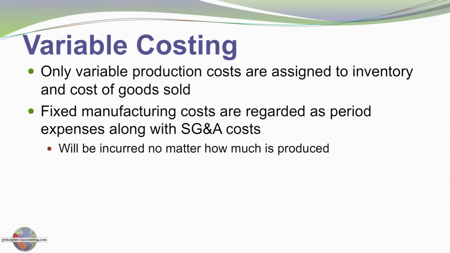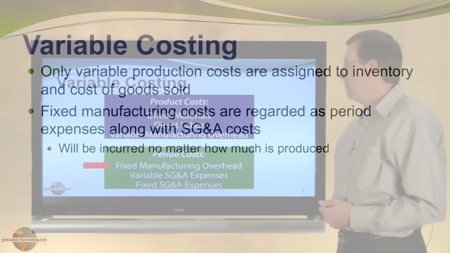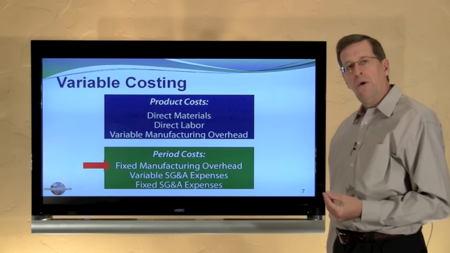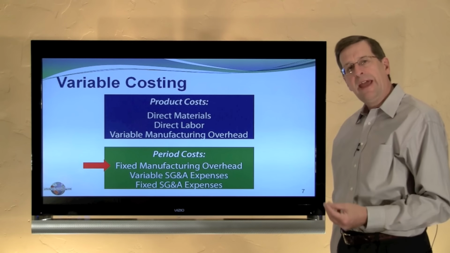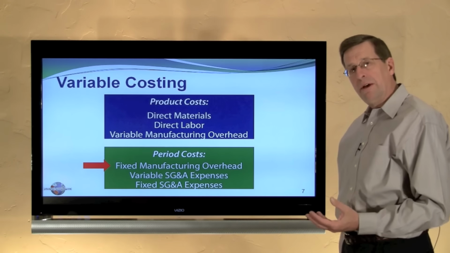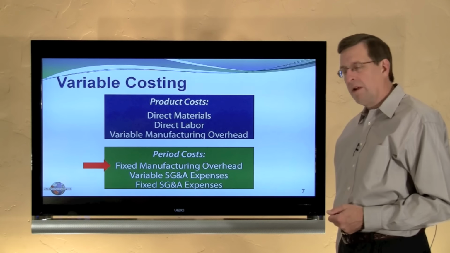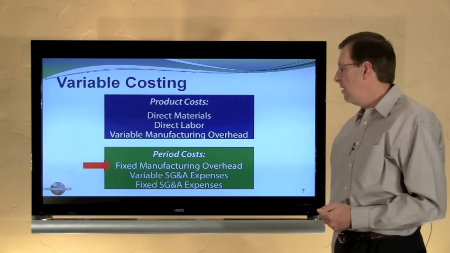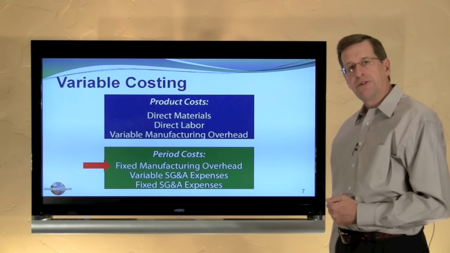Under variable costing, only variable production costs are assigned to inventory and cost of goods sold. The fixed manufacturing costs are regarded as period expenses along with SG&A. They're expensed in the period incurred no matter how much is produced. Under variable costing, also known as direct costing, the product costs are only direct materials, direct labor, and variable manufacturing overhead. Those costs are variable in nature, hence the name variable costing. The period costs include all elements of SG&A, whether fixed or variable, and the fixed manufacturing overhead.